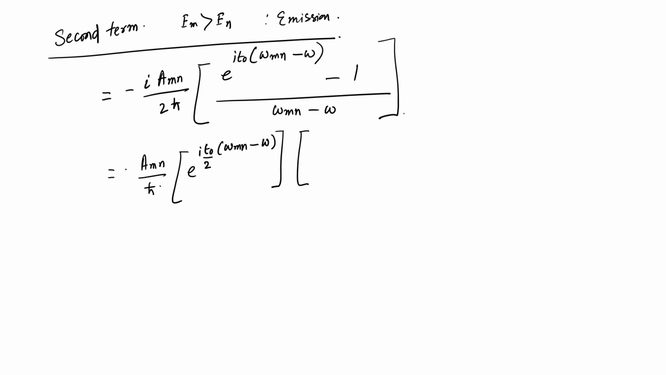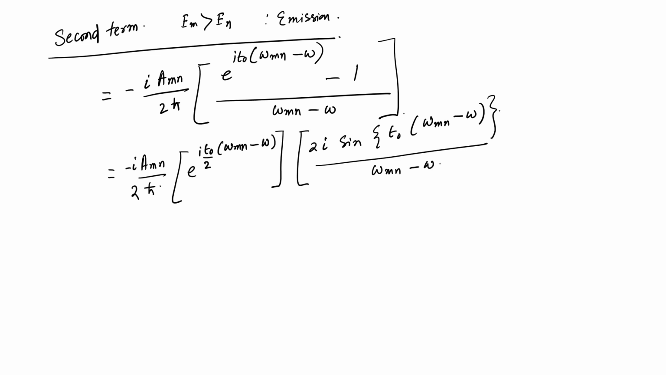So, basically there is a minus i there, and then there is a 2 h cross there, which will cancel out because there is a 2i there, and a sine of t_0 and (omega_mn minus omega) divided by (omega_mn minus omega) and so on. Okay. So, these two terms, now this 2 will cancel with 2 and this minus i will cancel with i, and we are left with these terms, which is a_mn by h cross, this half i t_0 by 2 (omega_mn minus omega), and this sine term which is there.